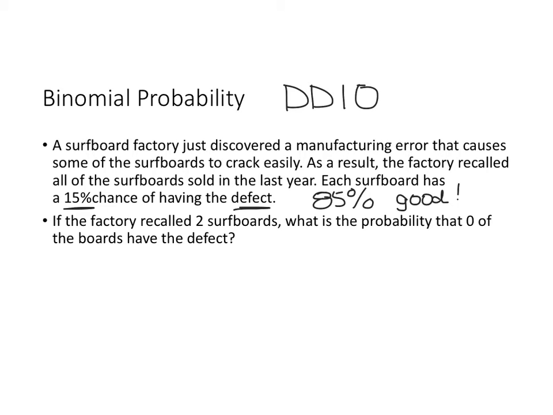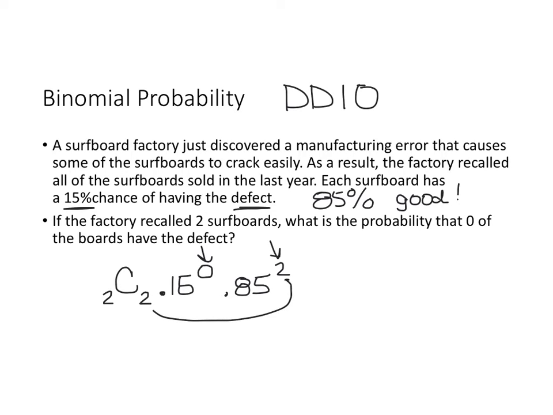All right, so I would right away go to the probability of having a defect, which is 0.15. And we want 0 of them to have that. Therefore, the probability that they're good is 0.85. We want to have 2 of them be good because we're recalling 2. Our combination is going to be combination 2, that would be the sum of these 2 powers, and then choose 2, which is always the same as this last number. Or you could use the 0, you'd get the exact same answer.